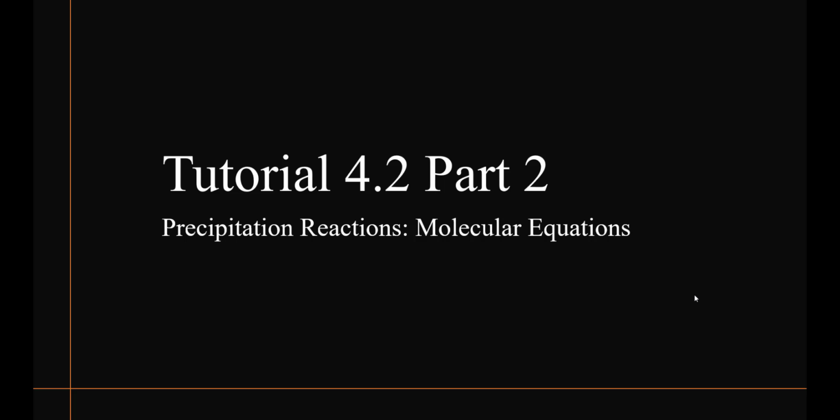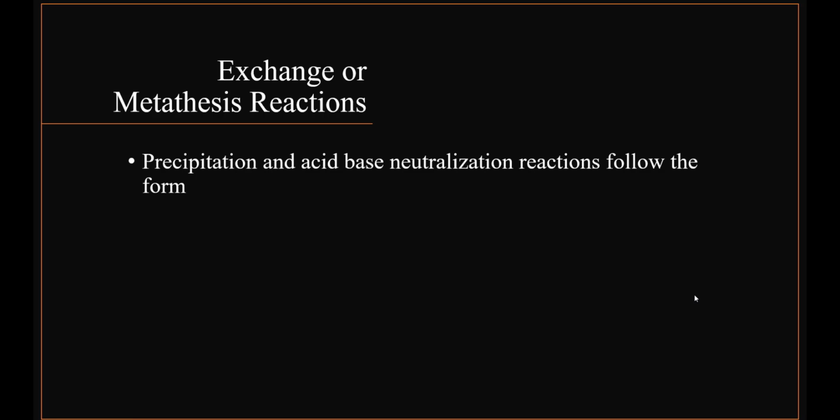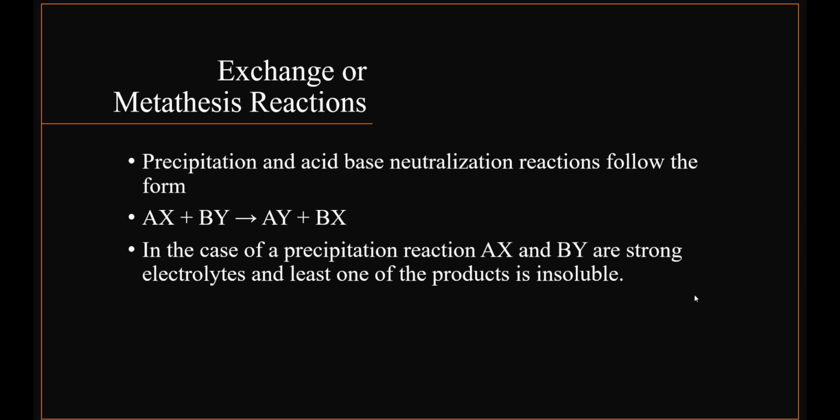First, just a quick review of what precipitation reactions are. There's a form that basic chemical reactions take. Both precipitation and acid-base neutralization reactions, which will come in a later section, follow the same basic form: AX plus BY, and let's not say exactly what those compounds are right now, become AY and BX. In the case of precipitation, the AX and the BY are strong electrolytes, something like sodium chloride or calcium nitrate. These are ionic compounds that are soluble in water. That's true for AX and BY.